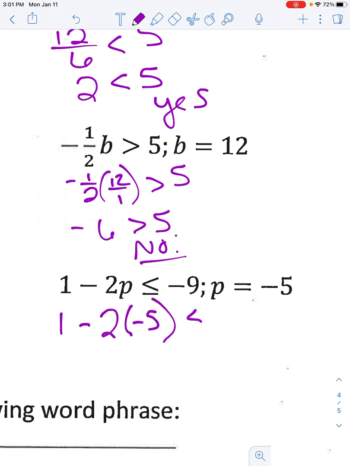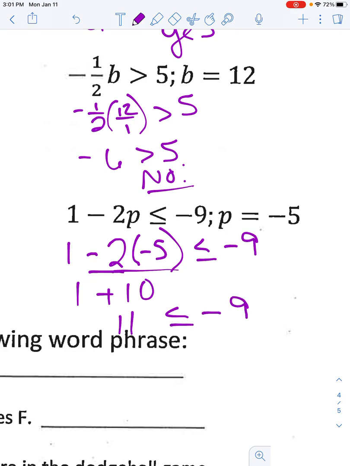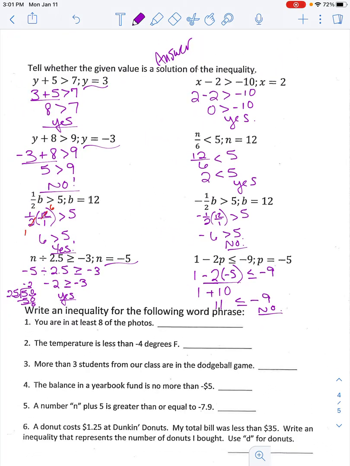Next one, 1 minus 2 times a negative 5 is less than or equal to a negative 9. Order of operations says a negative 2 times a negative 5 is a positive 10. So this is going to be 11 is less than or equal to a negative 9. No, 11 is not less than negative 9.